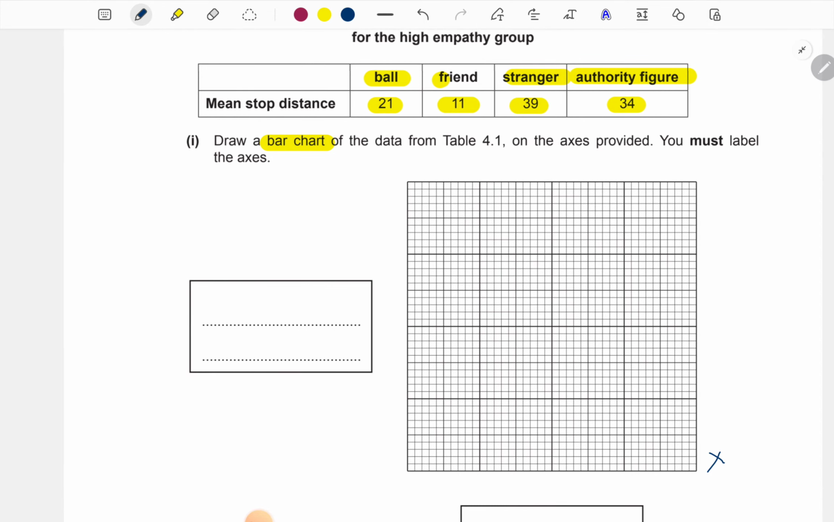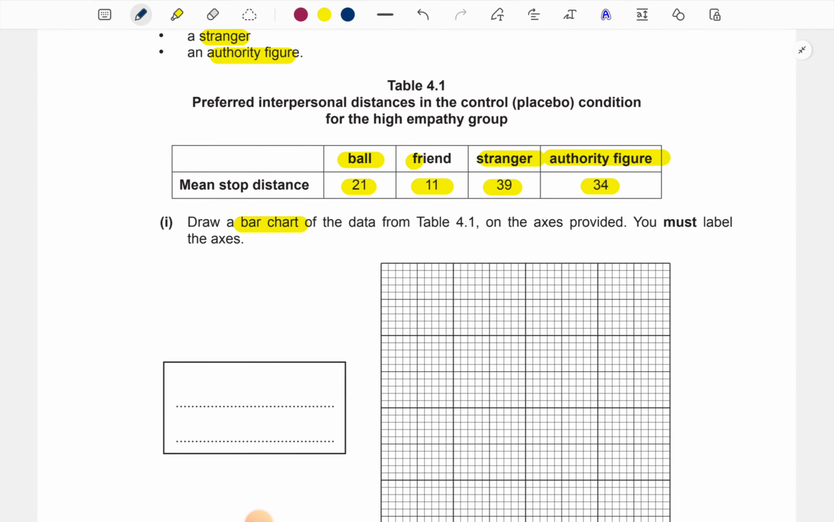Now, the categories in this case, how to name them, that becomes the question. Just go by what is given in the question. Don't make your own wording. When it comes to the bars, you have to have 1 bar for ball, 1 for friend, because these are the categories. So you're going to have 4 bars, 1, 2, 3 and 4. Don't put your own terms. Use these words only: ball, friend, stranger and authority figure.